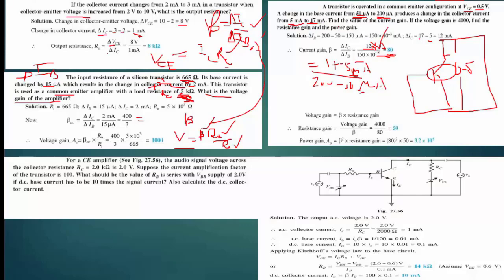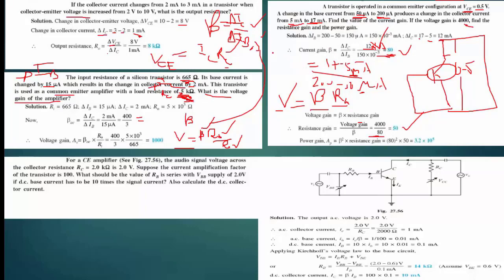Okay, so the question is find the current gain. Tumeipata hapo 80. If the voltage gain is 4000, find the resistance gain and the power gain. We know that voltage gain ni sawa na current gain times resistance gain. So kupata resistance gain ni sawa na voltage gain divided by the current amplification factor. Voltage gain tumeshapewa 4000, current amplification factor ni 80, unapata resistance gain is 50.